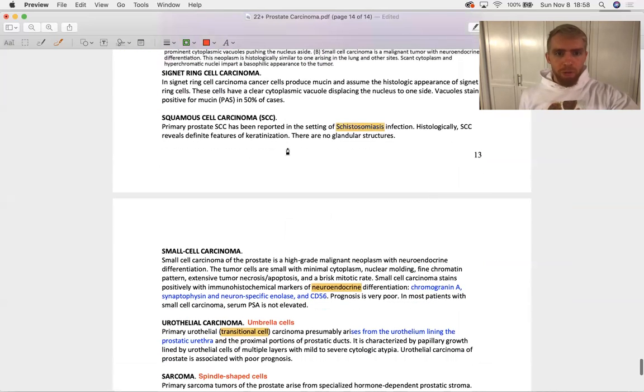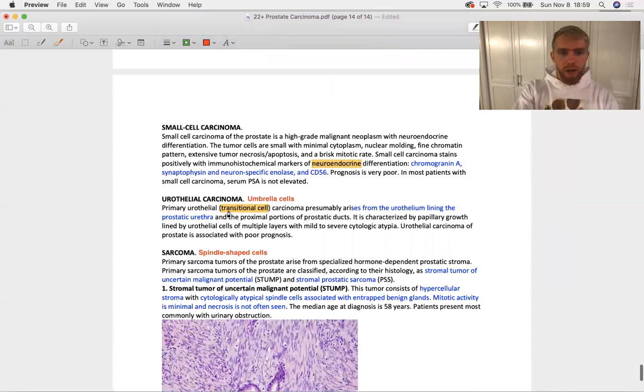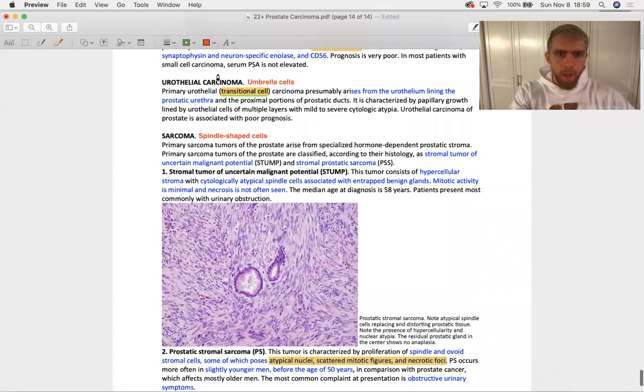You might see a squamous cell carcinoma. So what do you see there? Keratin pearls. What's the patient probably got? Schistosomiasis. It likes to get into the bladder. It's a blood fluke. What's next to the bladder? The prostate. There you go. Urothelial carcinoma is going to have umbrella cells, and they're going to be big and, you know, like an open umbrella. That's a urothelial cell. And that's actually going to be more tied to the urethra than it is the prostate.